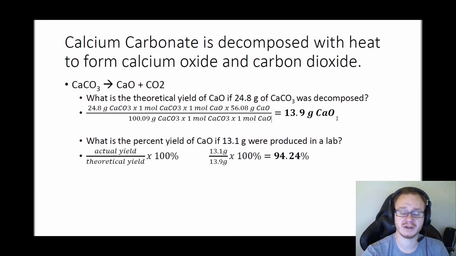So let's say we do this experiment in a laboratory. What is the percent yield of calcium oxide if 13.1 grams was produced in a lab? So clearly we didn't get everything we should have gotten. Remember that percent yield is actual yield over theoretical yield times 100%. My actual yield, what I got in the lab, was 13.1 grams. This is not calculated, this is measured. I calculated a theoretical yield of 13.9 grams. I take this ratio, multiply by 100%, and I end up with 94.24% yield. It's pretty high. Most experiments really aren't that high.